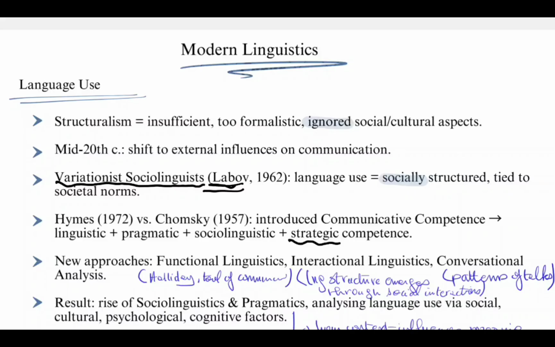Again, there were new approaches, namely functional linguistics with Halliday, interactional linguistics, conversational analysis, etc. And as a result, we said that the rise of sociolinguistics and pragmatics, analyzing language use via social, cultural, psychological, and cognitive factors, as you can see here, as if modern linguistics and the rise of variationist sociolinguistics opened the door for many other concepts to be integrated, leading to the interdisciplinary nature of studying and analyzing language.